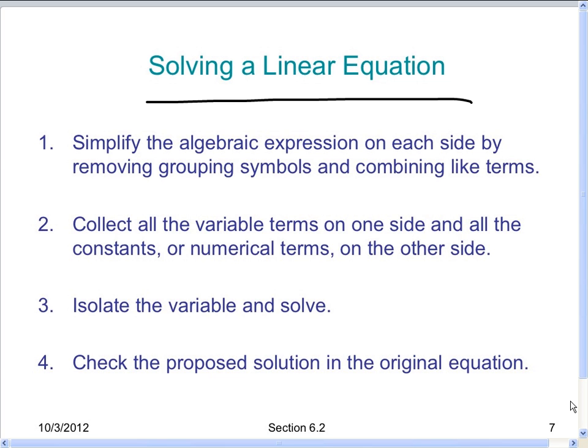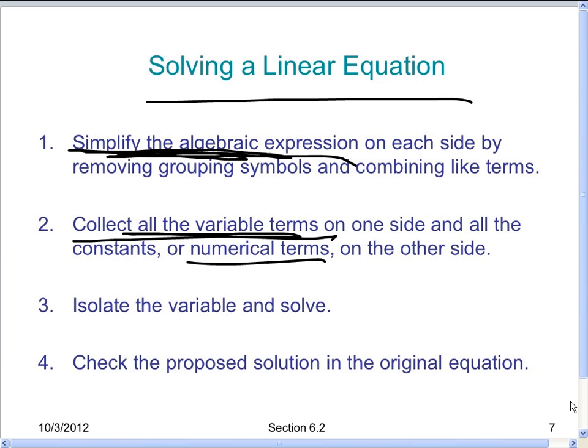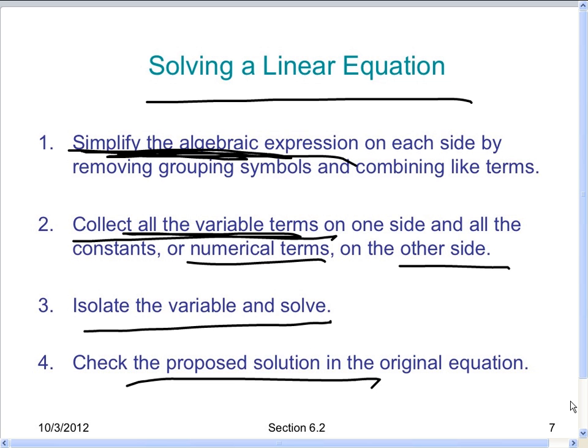Let's talk about the steps to solving a linear equation. First thing you want to do is simplify. Simplify the left side, simplify the right side. Next thing you want to do is get the variable terms on one side and the number terms on the other. Solve and check your answer.